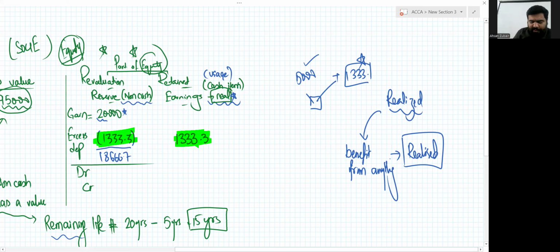Okay, what's the nature of equity? Is it debit or credit? Credit. So, sir, we have taken the benefit of the asset, 1,333 for 1 year. So it was non-cash at the moment, but now we have realized it, the realized gain. So we are taking it to retained earnings because it's now a cash item. Yes.